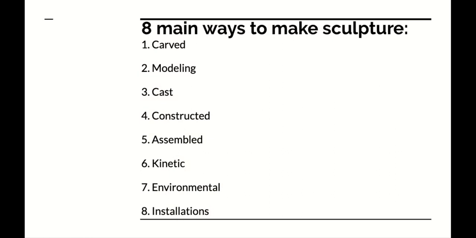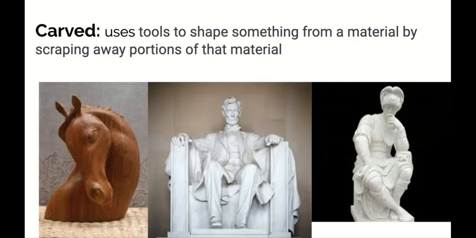So when we construct sculptures, there are 8 main ways to do so. So first, we'll talk about carved sculptures, modeling, cast, constructed, assembled, kinetic, environmental, and installations.